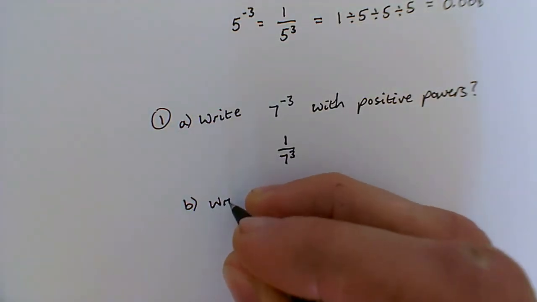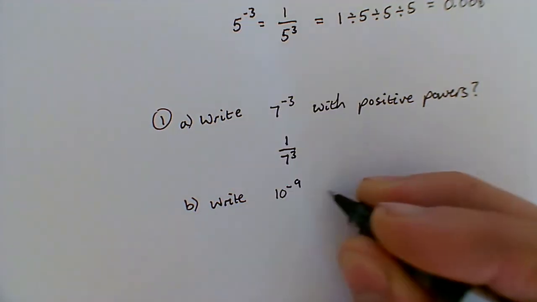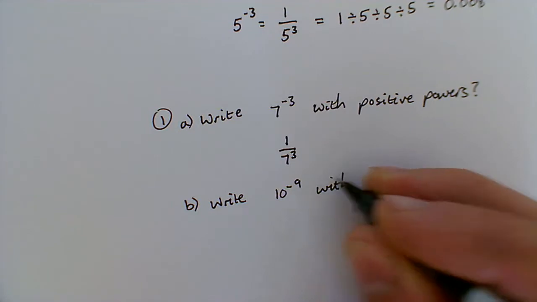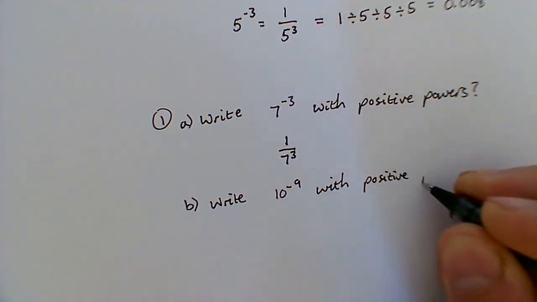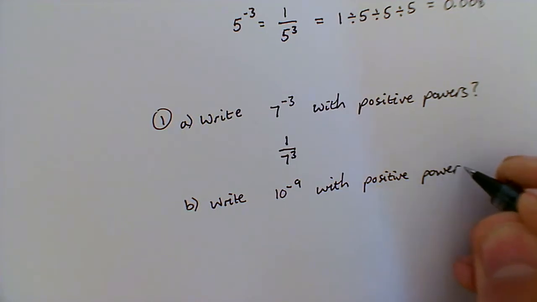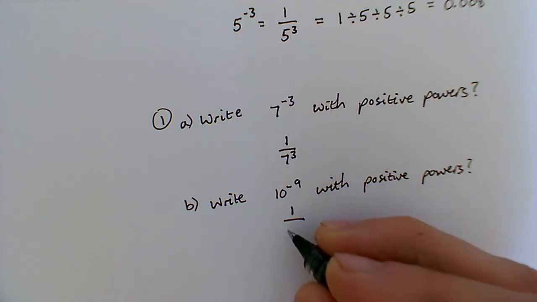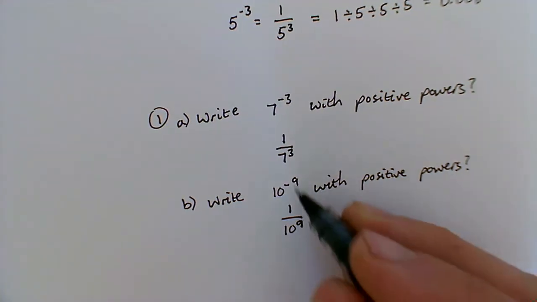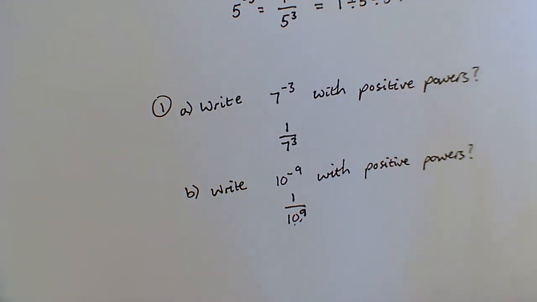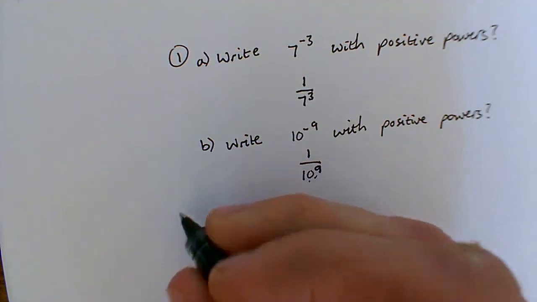So again, write 10 to the minus 9 with positive powers. This is just understanding two ways to write the same thing. So that's the same as 1 over 10 to the 9. So these two things are exactly the same. That's all that question's trying to get you to identify, that you've got two ways to write the same thing.